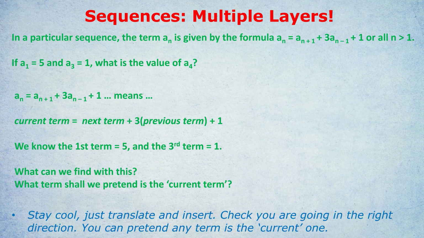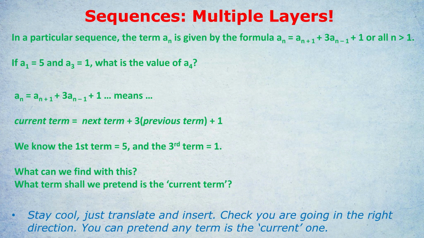Instead, and you might be able to guess at this point, what shall we pretend is the current term? Let's pretend that we're on the second term. The second term is the current term. It's like we're going to fill in a hole. At the moment we have the first term and the third term. We're going to use this formula to fill in a hole and find the second term. Once we've got that, we can use the second term and the third term to find the fourth term.